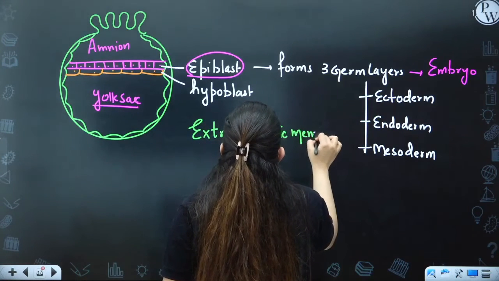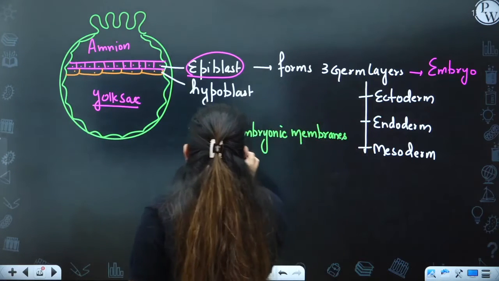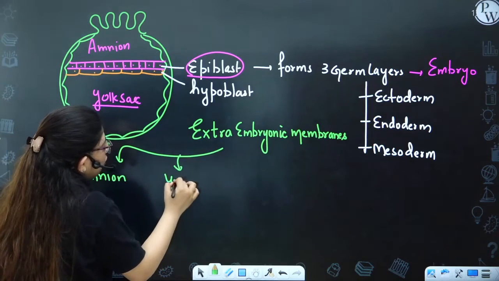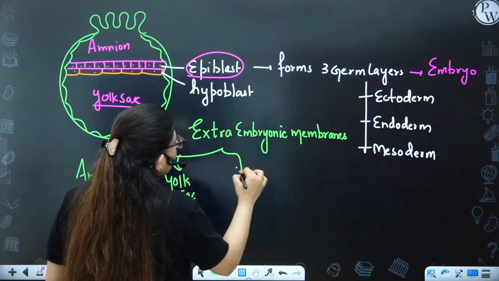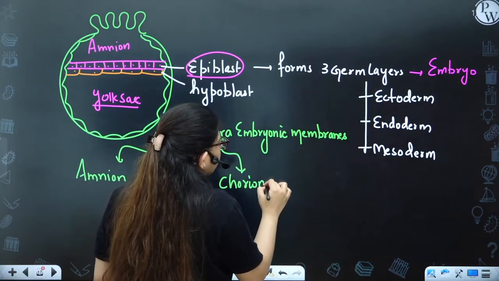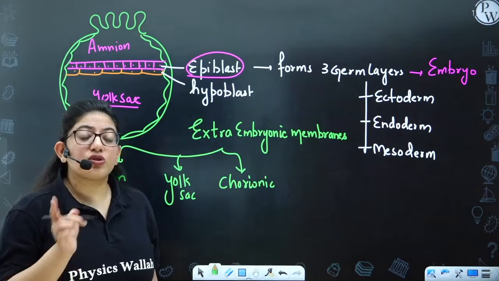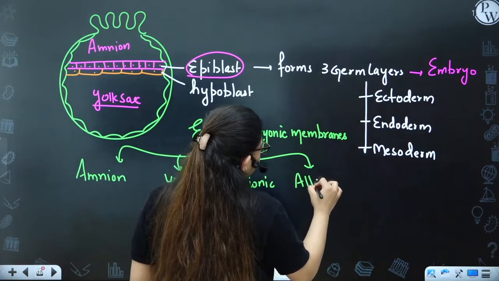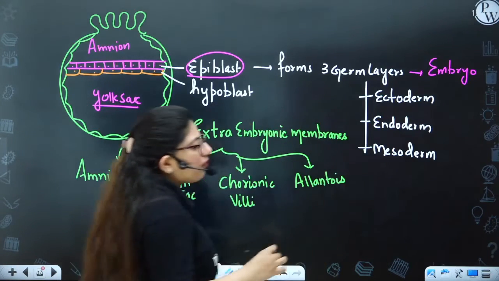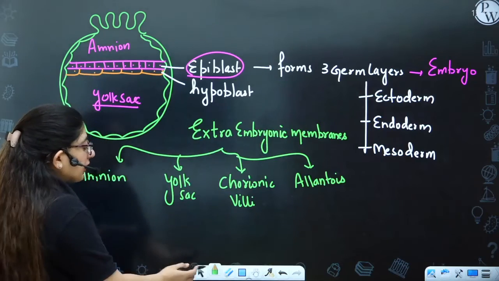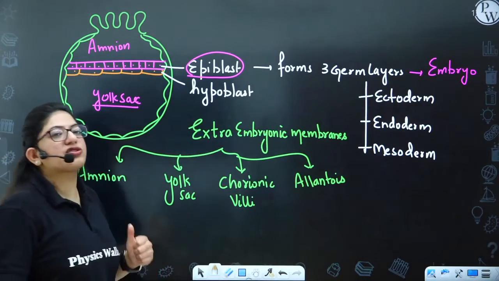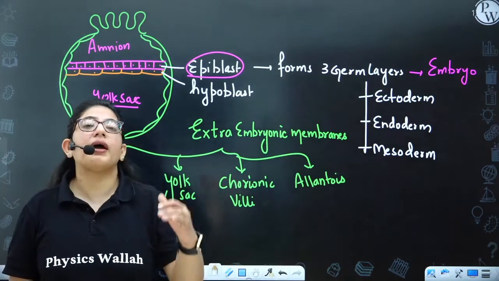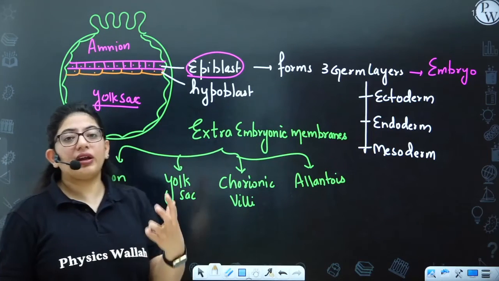So, extraembryonic membranes are the membranes that are present outside the embryo. What are these? One is amnion, another is yolk sac, third is chorionic villi. So, chorionic villi, which is forming the placenta, that's also extraembryonic. And the last one is allantois. You cannot see allantois here. That is formed when the entire embryo is formed. So these extraembryonic membranes all have different functions to perform. Let's see how they look when an embryo grows.